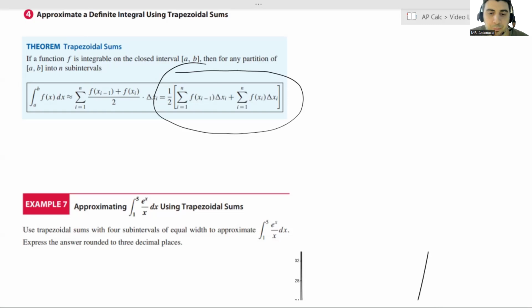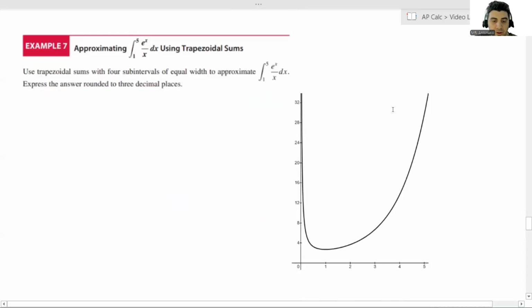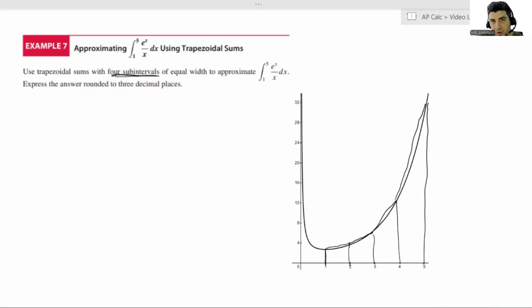Okay. So let's do an example to kind of solidify this. We want to approximate the definite integral from 1 to 5 of e to x over x using trap sums. In this case, we're going to do four subintervals. Okay, so we're going to go from 1 to 5 right here. We have our four subintervals. A trap rule would essentially superimpose trapezoids by connecting the left and right endpoints with a diagonal line. Now you can see that this trap rule is going to over approximate it, but it's really close to the graph, to the true value of the definite integral here.